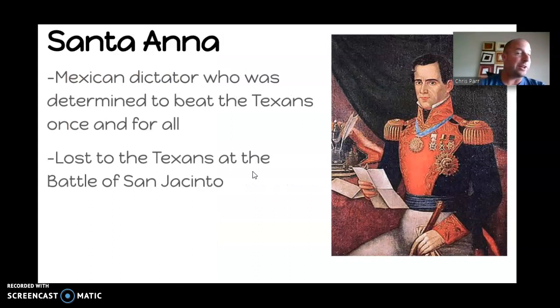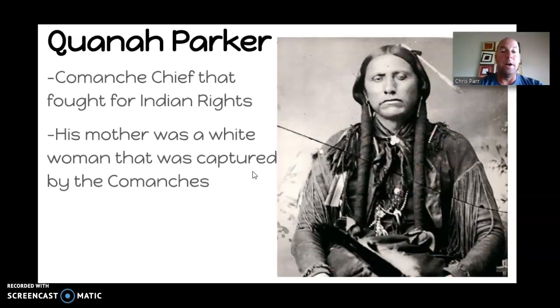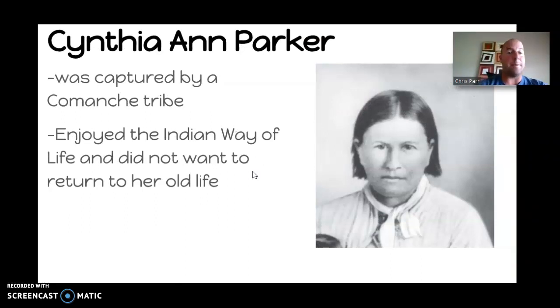Santa Anna. Now, we had to include a bad guy in here as well. You're more than welcome to choose him. I wouldn't call him a hero, but a very important figure in Texas history. He was the dictator of Mexico who was determined to beat the Texans, and he lost in the Battle of San Jacinto. Quanah Parker was the last Comanche chief that fought for Indian rights. His mother was a white woman that was captured and kidnapped by the Comanches, and his mother actually is Cynthia Ann Parker. She was captured by a Comanche tribe, enjoyed the way of life in the tribe, and didn't want to return to her old life.